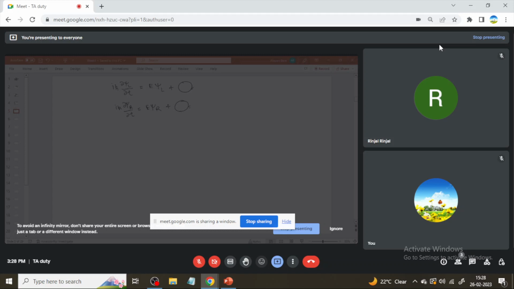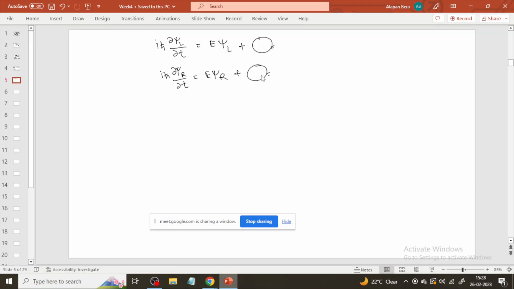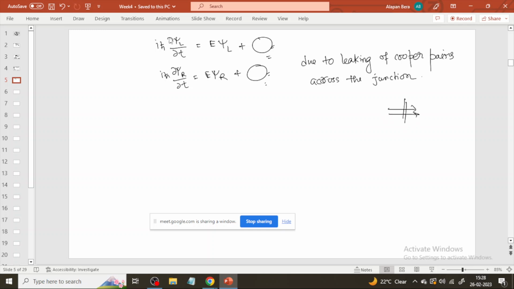Okay, so let's get back to this equation, and so the modified term would be there due to some Cooper pair leaking through this normal metal junction, and that's why there should be some modification in this region.